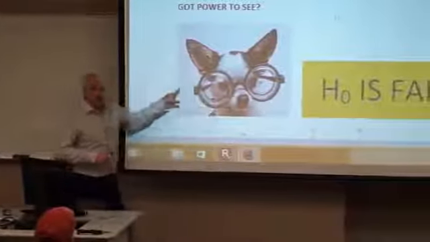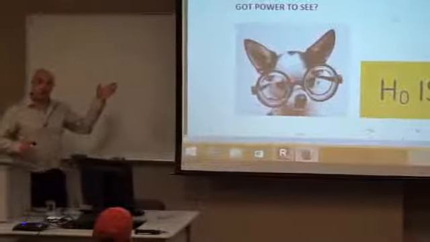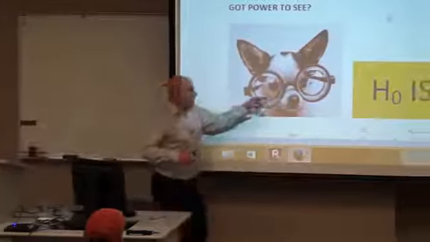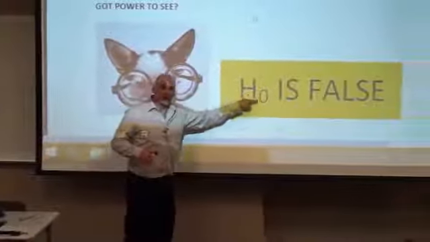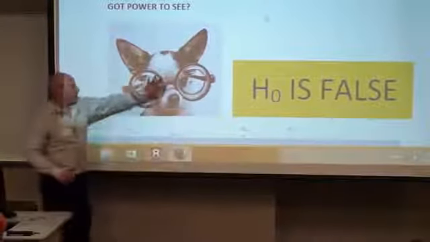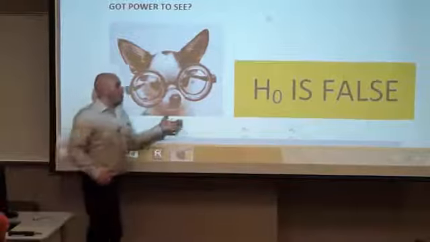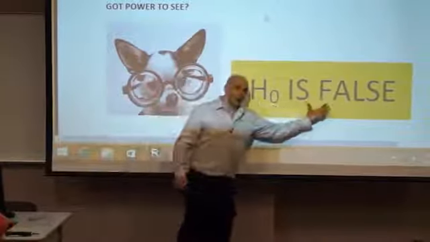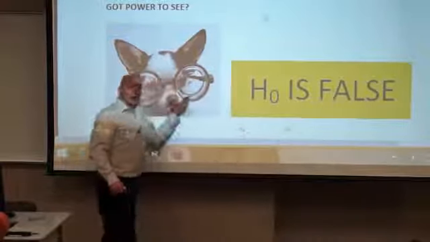He has lots of power because he has his glasses on. So if H0 is false, he's going to be able to see it, and he's going to be able to reject it. If you take the glasses off, H0 may very well be false, but you're not going to be able to see it.